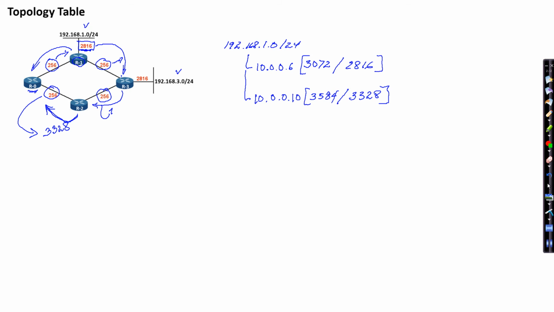Let's redo that with the network of 192.168.3.0/24, and it also learned that network from 10.0.0.6, which is router 1, and 10.0.0.10, which is router 2. Let's clear this up.